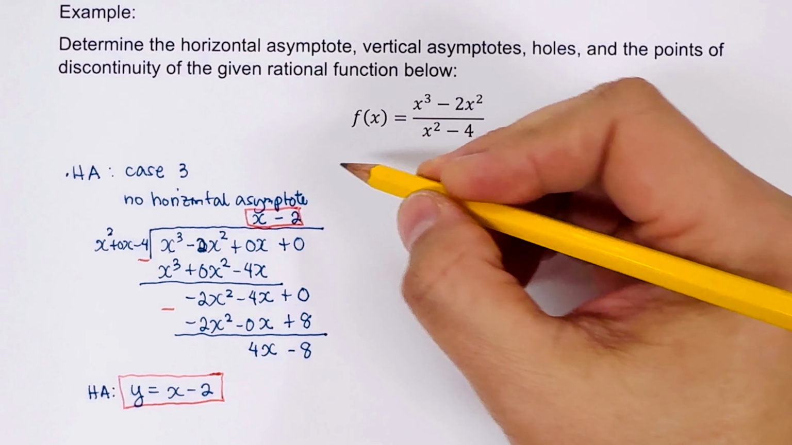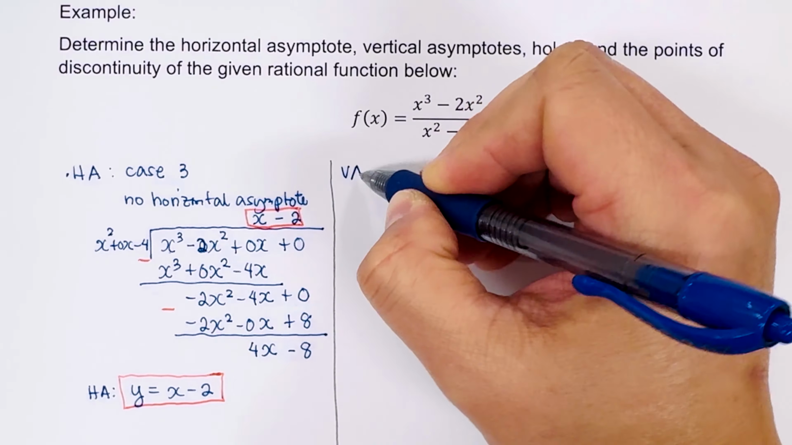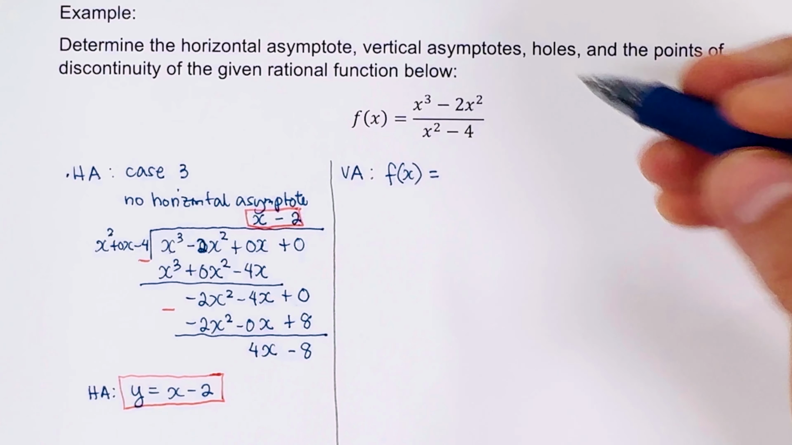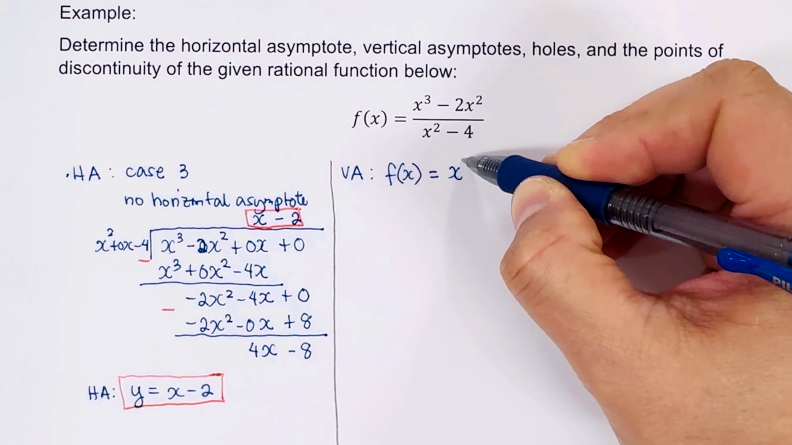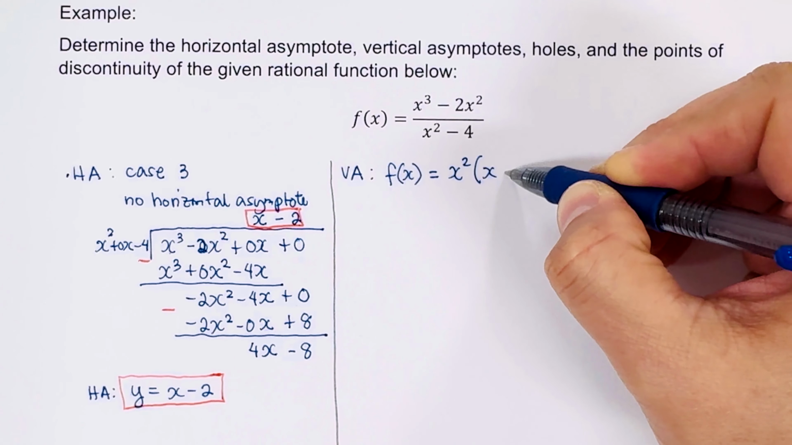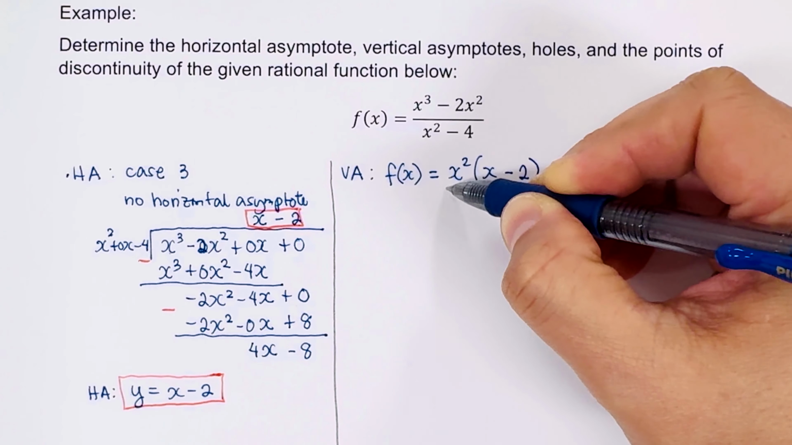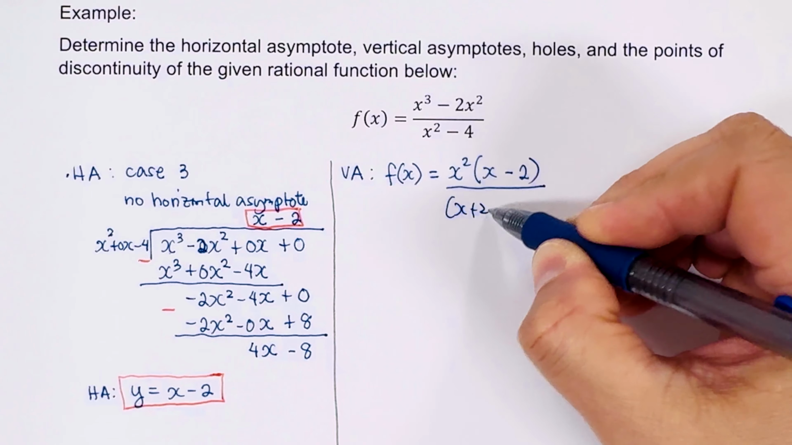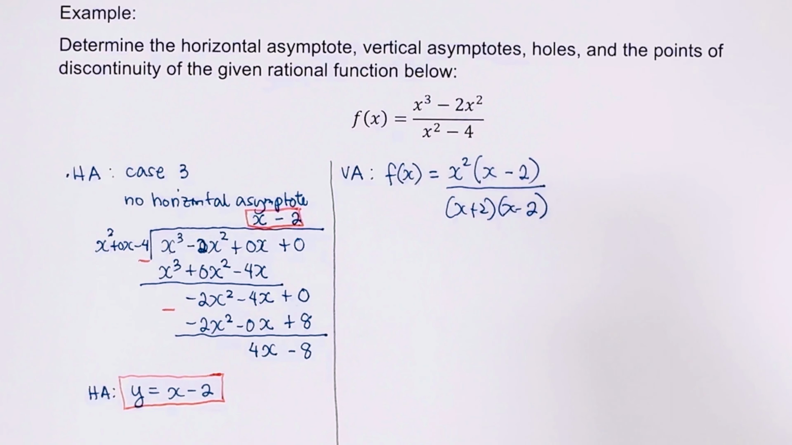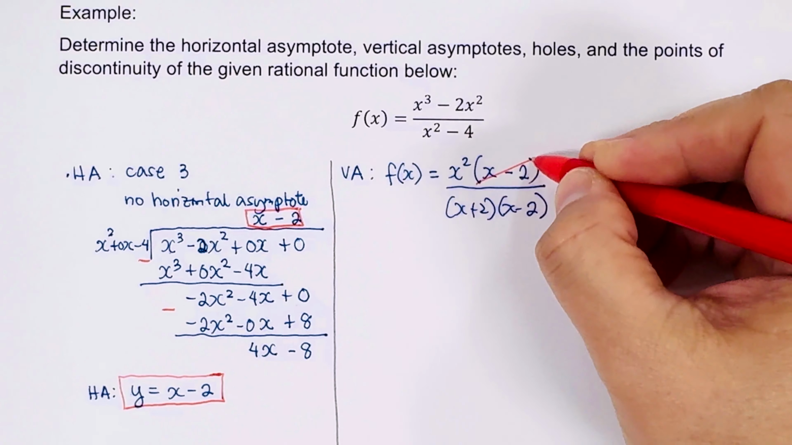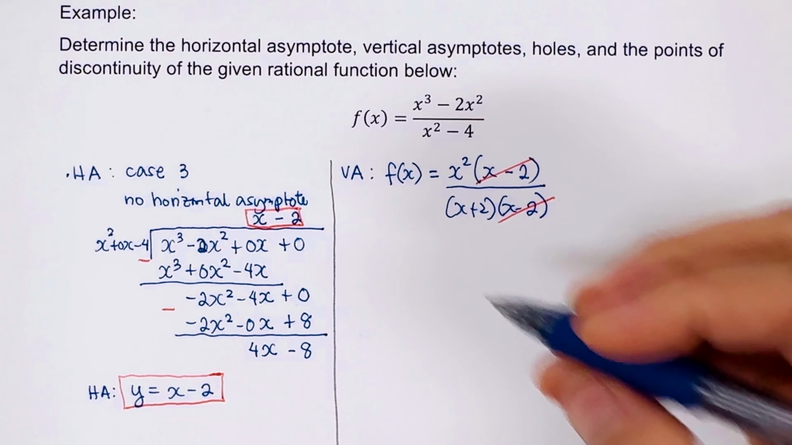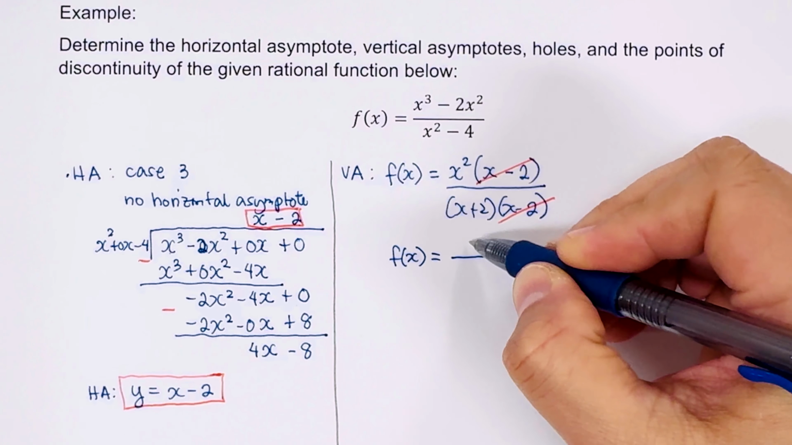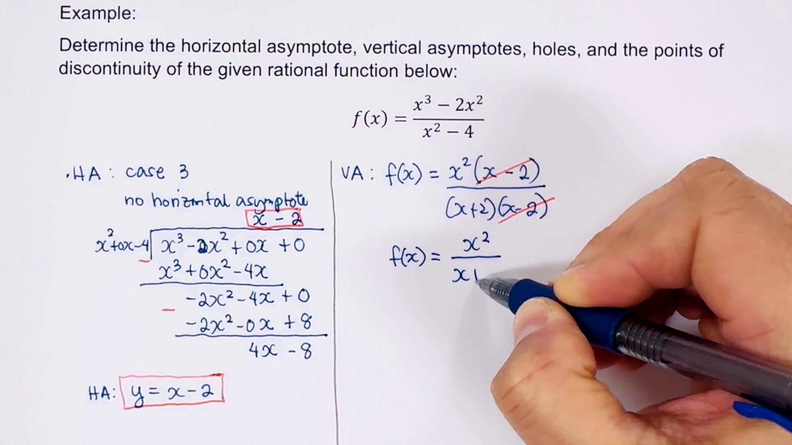Now let's determine the vertical asymptote. To do this, we are going to factor this out and cancel out common terms. So in this case right here, x squared is the common factor, so we get x minus 2. And then for the denominator, we have x squared minus 4, which is actually x plus 2 times x minus 2. From here, we can cross out the x minus 2 and x minus 2, leaving us with f of x in simplest form as x squared over x plus 2.